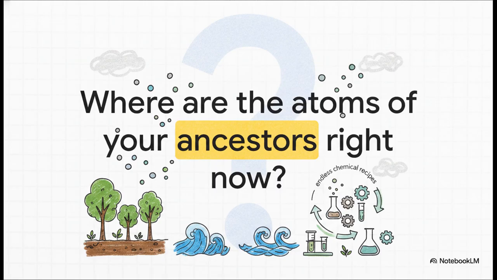And honestly, that brings us right back full circle. I want to leave you with kind of a wild thought about Antoine Lavoisier's rule that we discussed earlier. If the law of conservation of mass dictates that atoms are never, ever destroyed, well, where are the atoms of your ancestors right now? Think about it. They're in the soil, they're in the trees, in the oceans, and maybe even in the air you're breathing right this very second. Matter is just continually recycled, over and over again, through these endless chemical recipes. It's a completely mind-bending reality, all governed by the incredible fundamentals of chemistry.